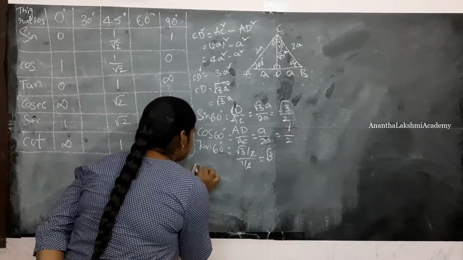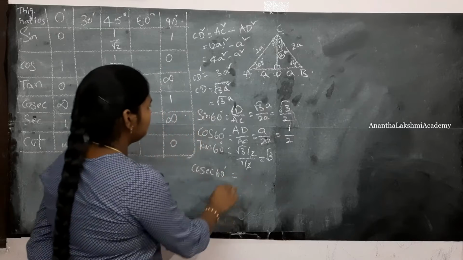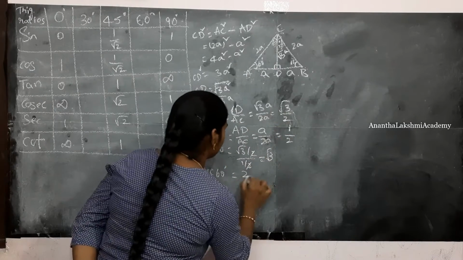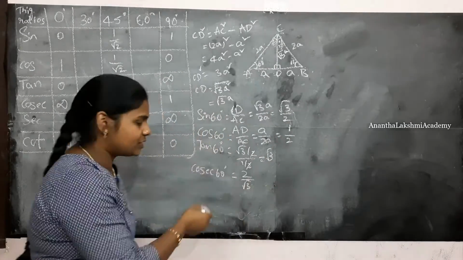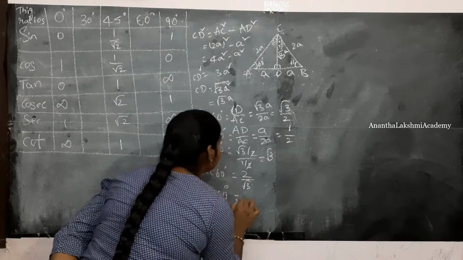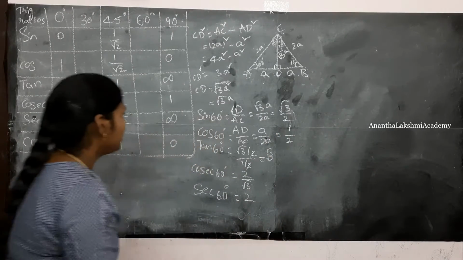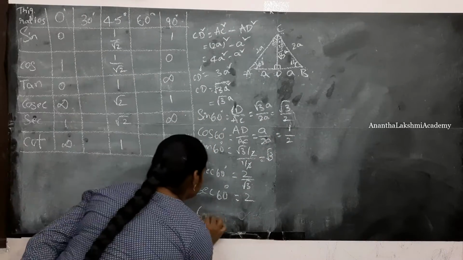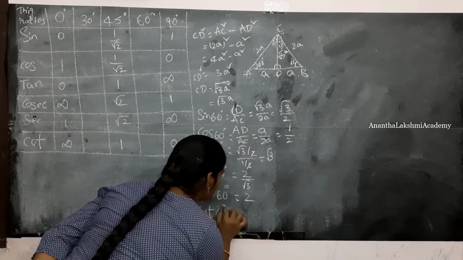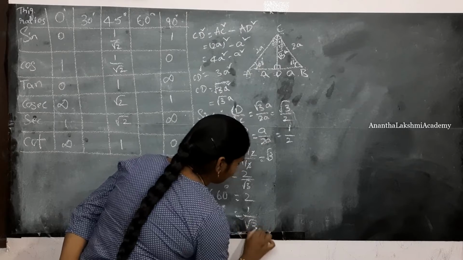Now, cosecant 60 degrees is equal to 1 by sine 60, 2 by root 3. I am directly writing off the values. Secant 60 degrees is nothing but 1 by cos, 1 by 1 by 2 is nothing but 2. And cot 60 degrees is nothing but 1 by tan 60 degrees, which is 1 by root 3.